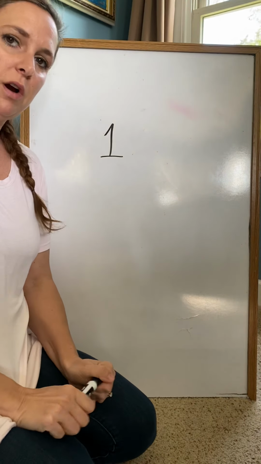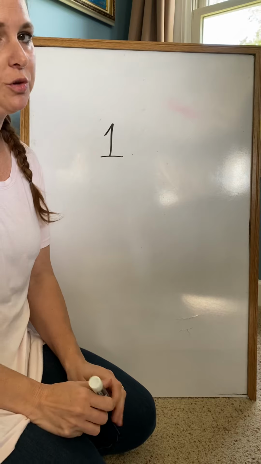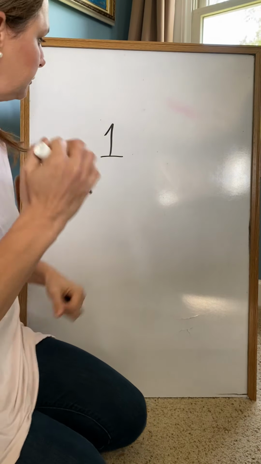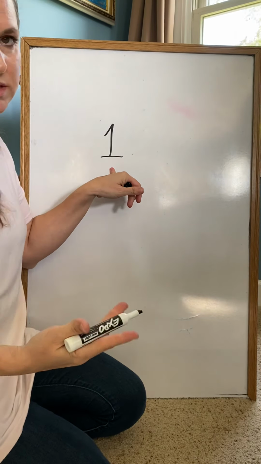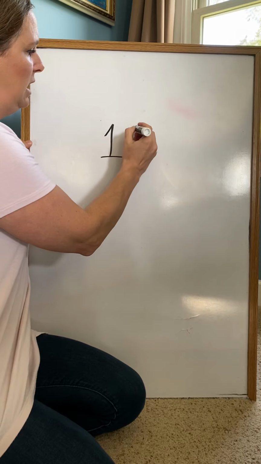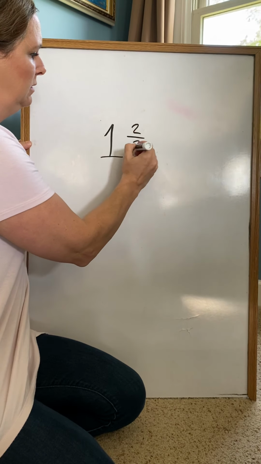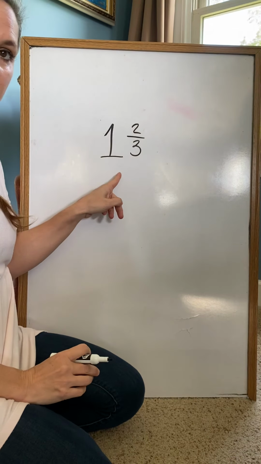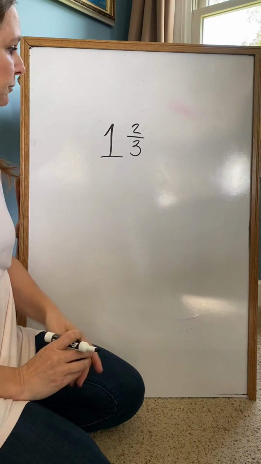But before I get started with the lesson, I thought I would just quickly review with you what a mixed number is. A mixed number is a value represented with a whole number and a fraction. This would be 1 2/3.